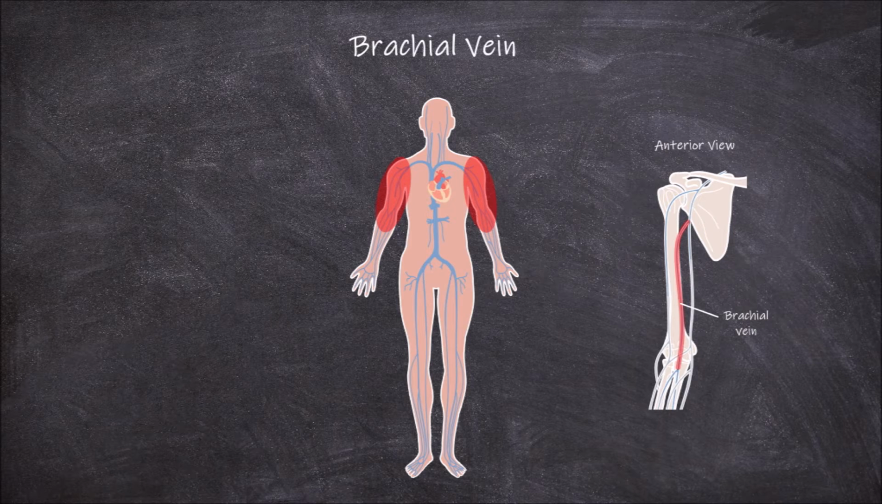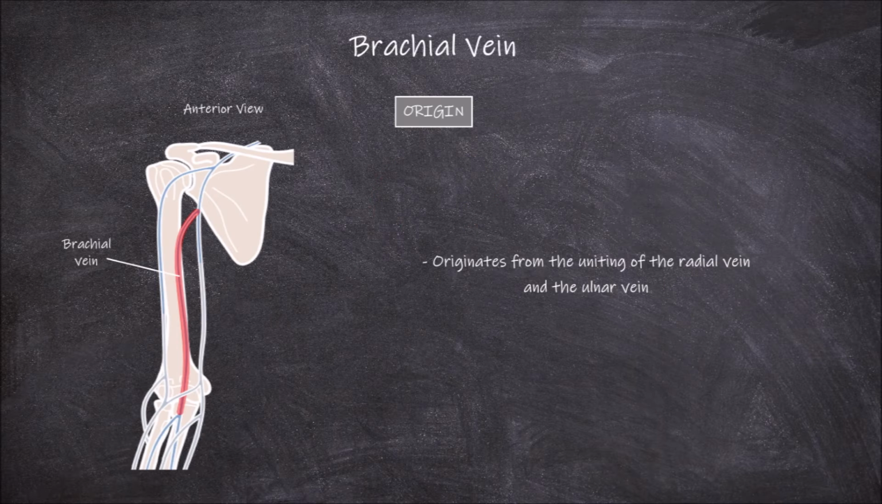Where does this vein originate? This vein originates and receives blood from the union of the radial vein and the ulnar vein. The end of the radial vein can be seen here highlighted in yellow, whilst the end of the ulnar vein can be seen highlighted in blue.